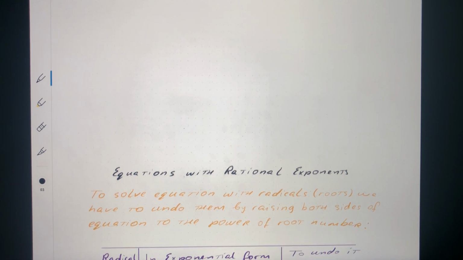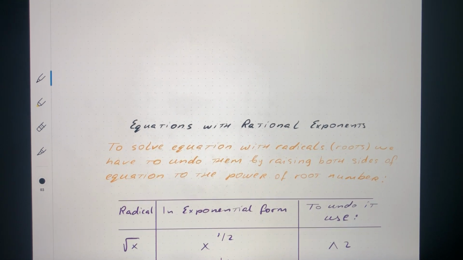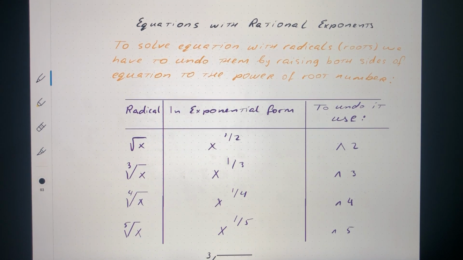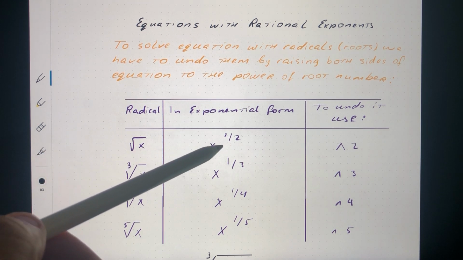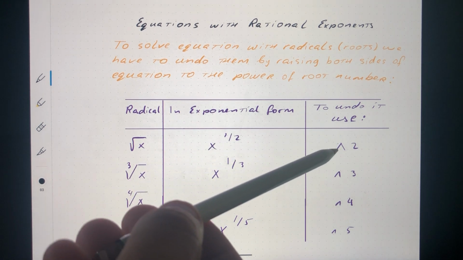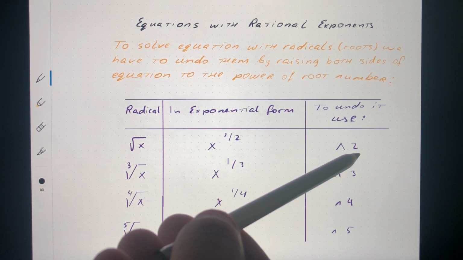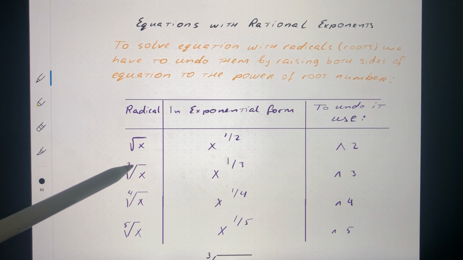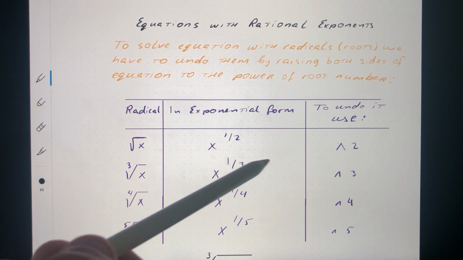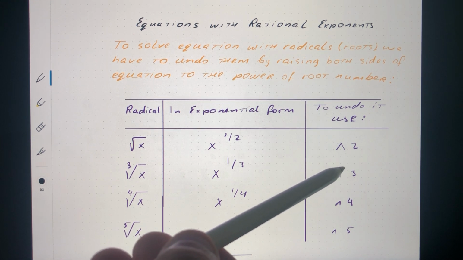So for example, here is a short table of different roots and how to undo them. If we have a square root, that's the same as exponent 1/2. To cancel 1/2, we raise both sides to the power of 2. If we have a cube root, that's the same as power 1/3. To cancel the power 1/3, we raise both sides to the power 3, or we cube both sides.